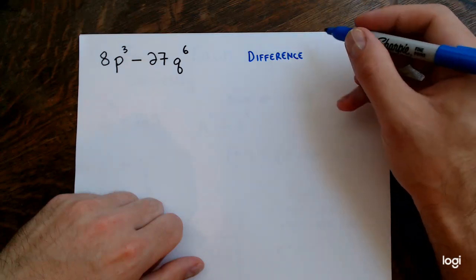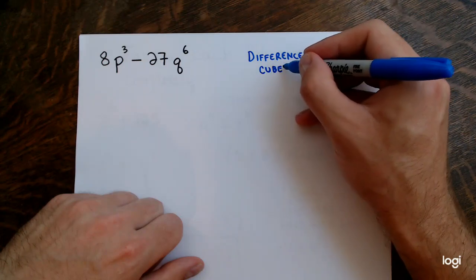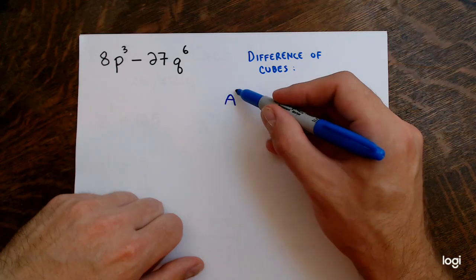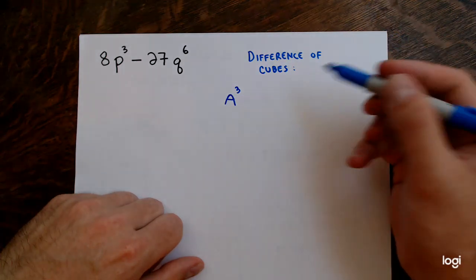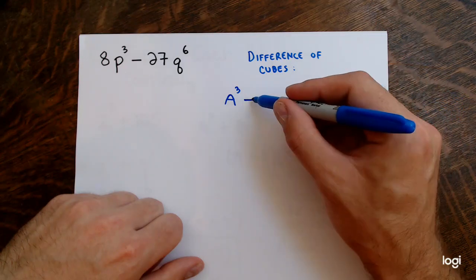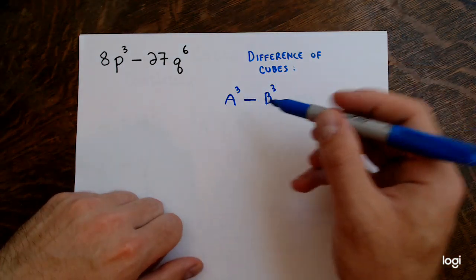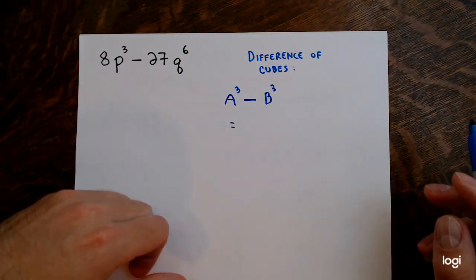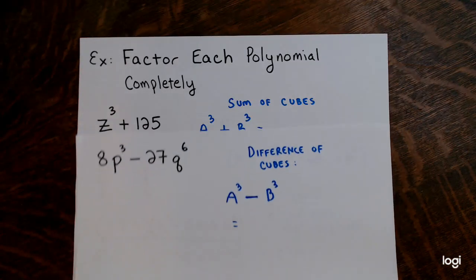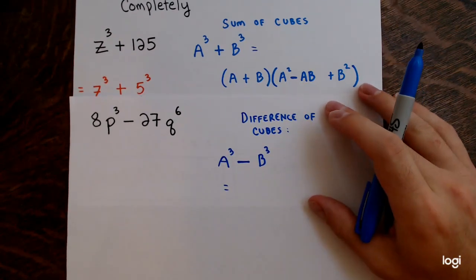So let's look at what that looks like in general. So a difference of cubes. This is where you have something to the third power. Again, I'm using capital A. Something to the third power, one cube, minus, difference, and then some other expression to the third power as well. Well, you're going to see that this difference of cubes has a very similar factoring to the sum of two cubes. In fact, I'll keep that sum of cubes that I wrote up earlier up here.